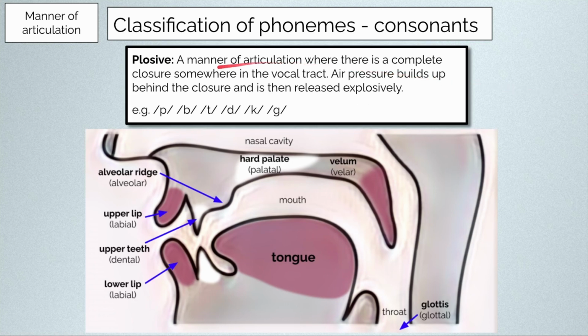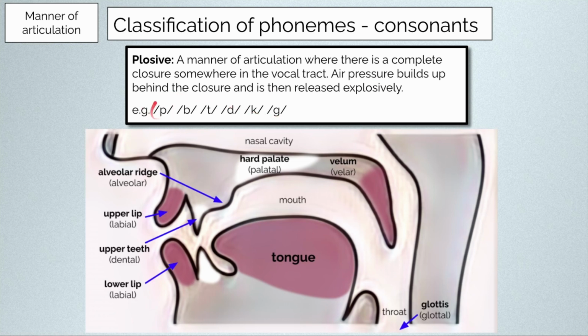Next up, we have plosive sounds. A plosive is a manner of articulation where there is a complete closure somewhere in the vocal tract. Air pressure builds up behind the closure and is then released explosively. Examples here: p, b, d, k, g. So let's have a look here.